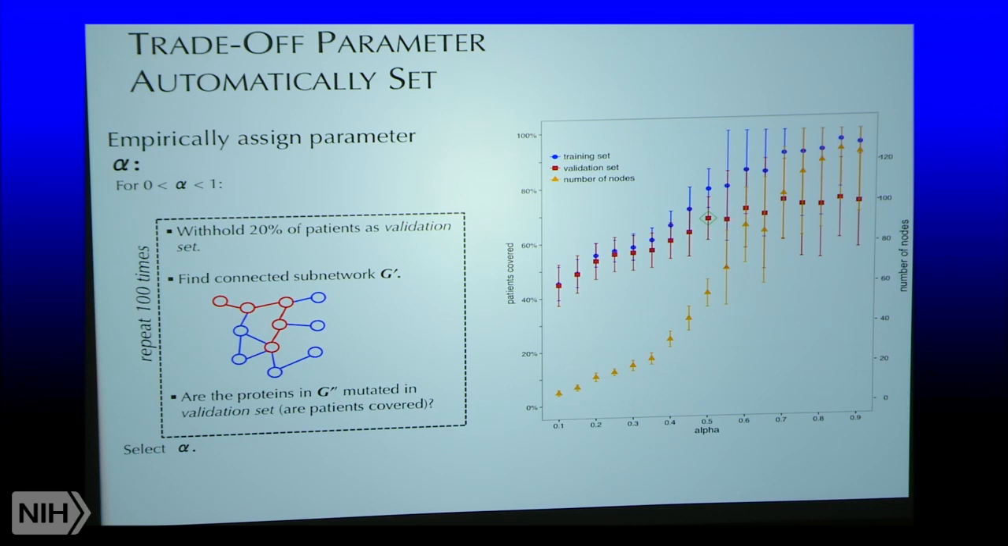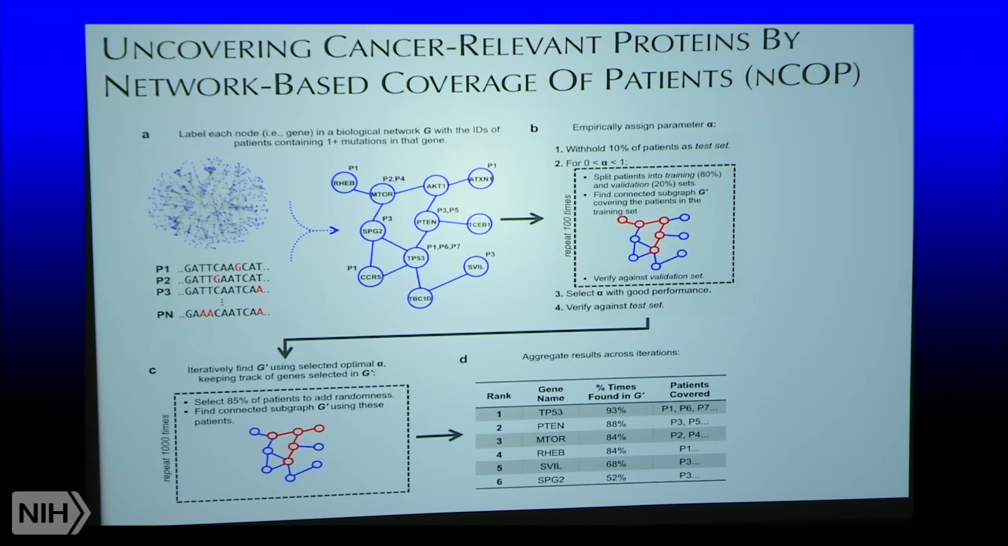So you can see at some point you keep putting more and more nodes into your subnetwork, but the validation performance does not increase. Okay, so the overall framework is you look at somatic mutation data across individuals' tumors, you look at protein interaction networks, you put the somatic mutation data on top of this network, you use this procedure I just outlined to automatically pick an alpha, and then you use that alpha on the graph as a whole.